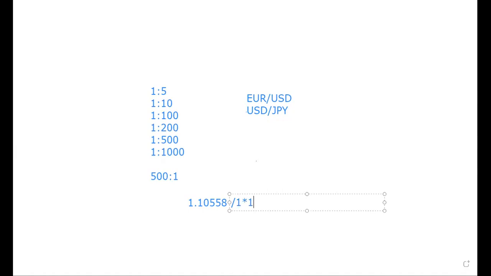Then we multiply it by 1,000 units, mini lot size. So then we multiply it as well with, let's assume we want to use one lot size, then divided by the leverage, and we want to use 1:500 as our leverage. So divided by 500. So if we calculate this, let me calculate this.